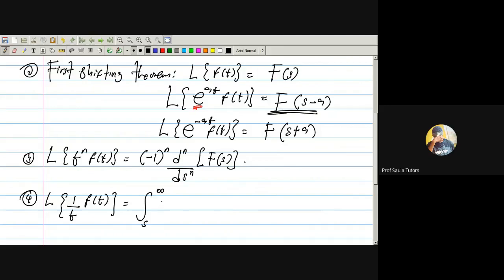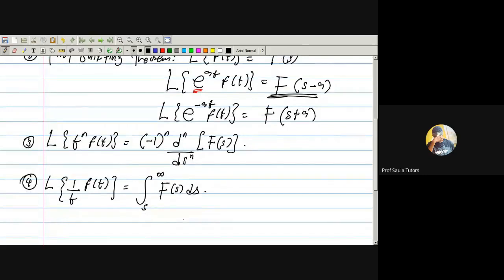I think this is f of s ds. Yes, f of s ds. Good. Have you seen it like that? Is that okay? Yes. When you divide by t, this is how you evaluate.